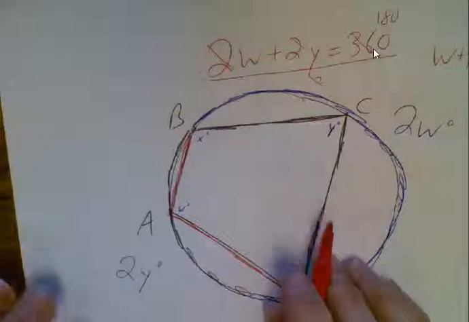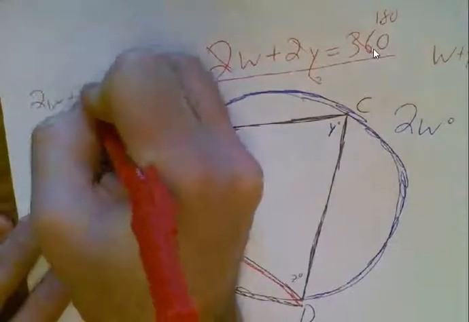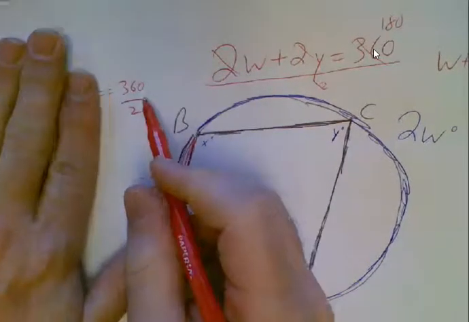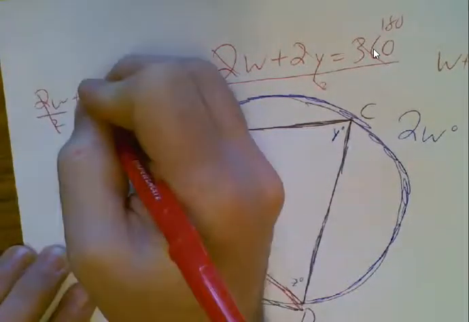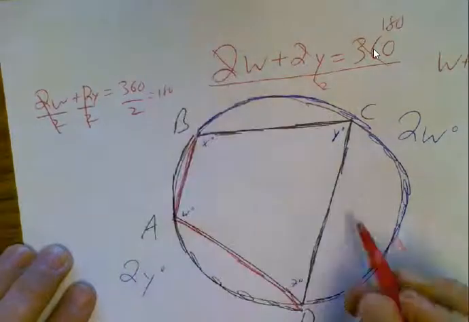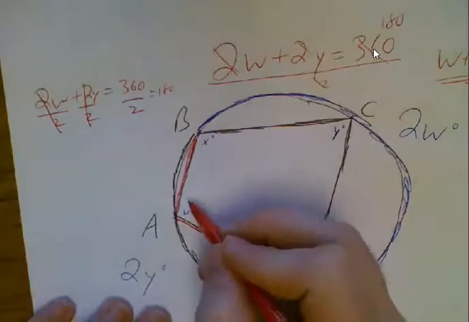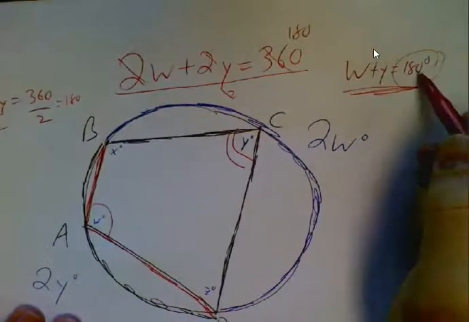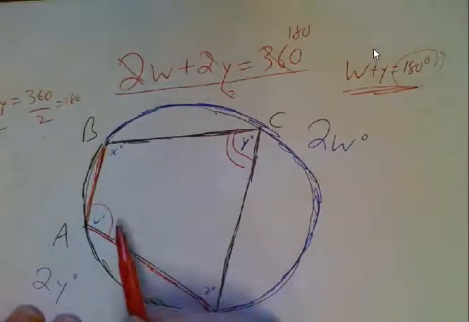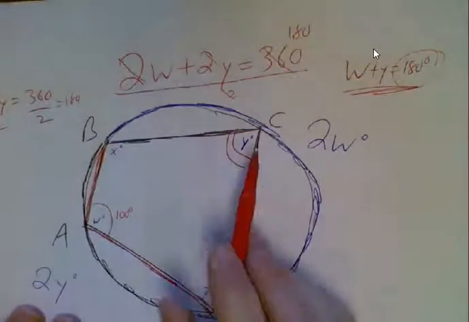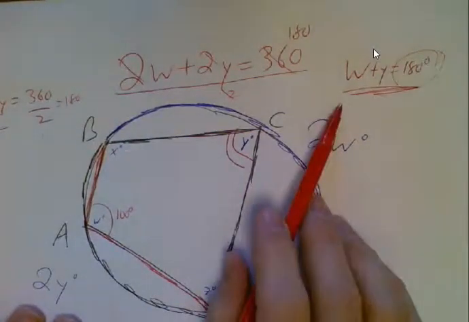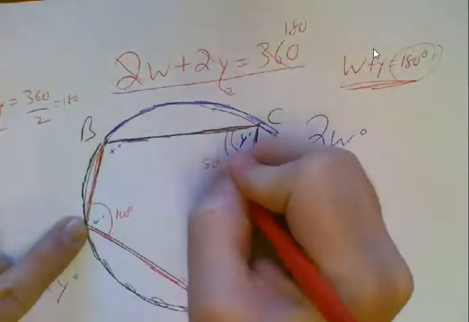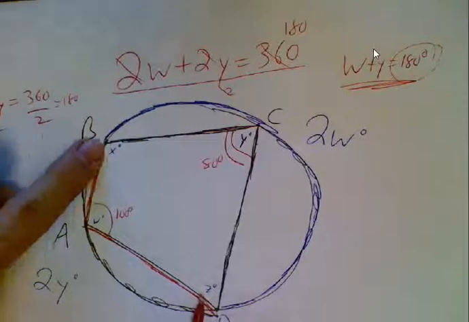If you don't like the way I wrote it there, you could write it like this. Maybe this will help. Divide everything by 2. You can't just divide one thing by 2 without doing everything. And now you'll see W plus Y equals 180. That means that angle W and angle Y must be supplementary. So if this angle is 100 degrees, you could instantly find this angle. W and Y must add up to 180, so if this is 100, then that's got to be 80.